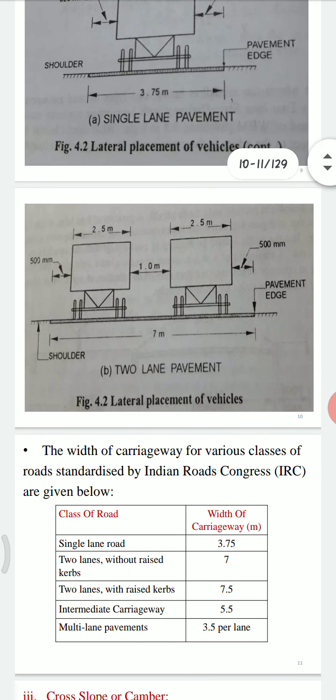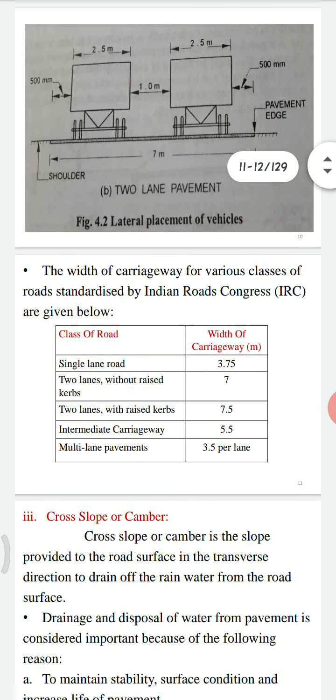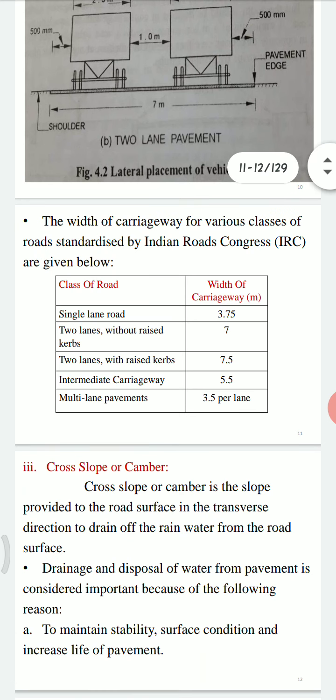Like that, as per the IRC, in the table we have to see that the widths of pavements are of different types. Based on the different categories, a single-lane road is 3.75 meters, and a 2-lane road without raised curb.